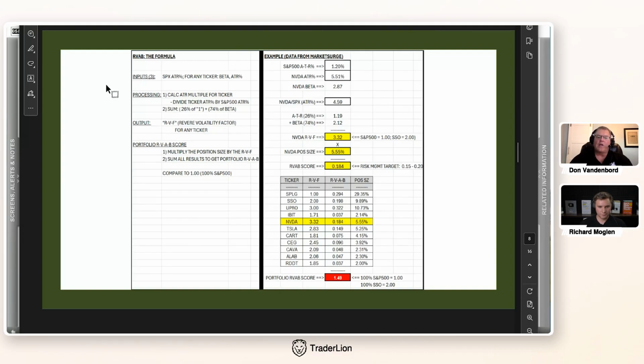This may look overly complicated, but it's really not. All you need is the ATR of the S&P 500, and then for any ticker, its beta and its ATR. You take 74% of the beta and 26% of the ATR, and that just gives you a number. That number is called the volatility factor, and then you divide that by the ATR of the S&P 500, so you can baseline everything against the S&P 500.